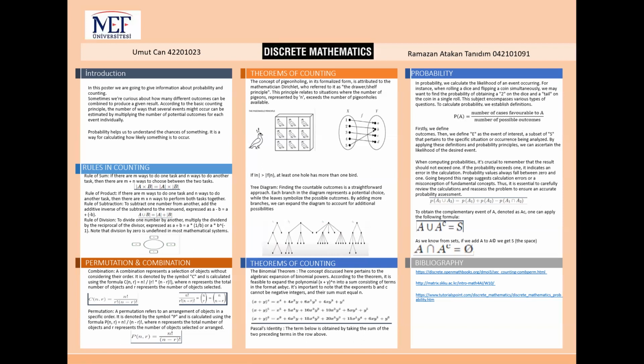Moving on to permutation. Permutation refers to an arrangement of objects in a specific order. Unlike combination, the order of the objects is crucial in permutations. Permutations are denoted by the symbol P and are calculated using the formula. This is the formula for permutation. Similarly, n represents the total number of objects available, and r represents the number of objects to be selected and arranged in a specific order.